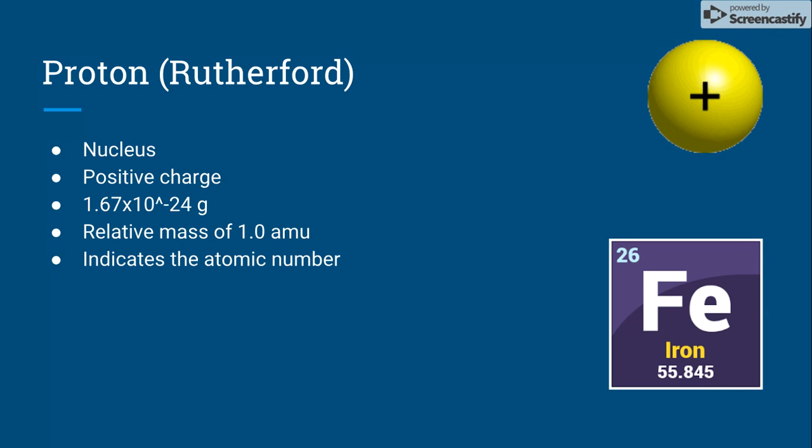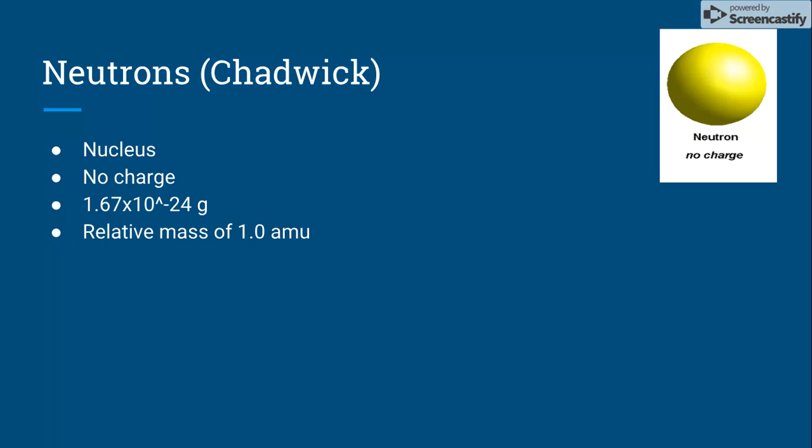Also, the number of protons in an atom indicates the atomic number. For example, iron has an atomic number of 26. This means that it has 26 protons in an atom.